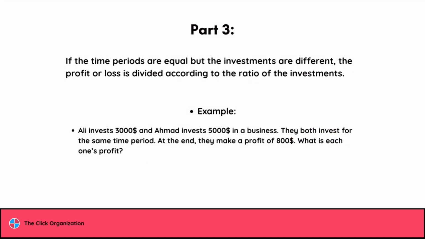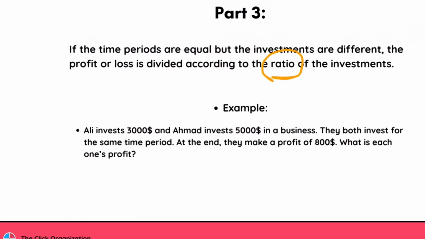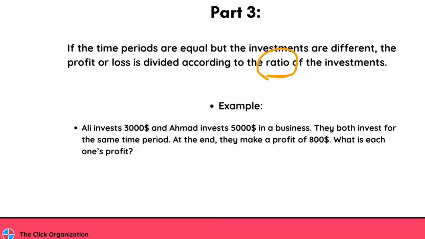Okay, the third part. The third part is basically the same, but let's take a look at it. If the time periods are equal but the investments are different, the profit or loss is divided according to the ratio of the investments. It means that we can simplify the numbers. So we just go with the proportional division again. But let's take a look at the example. Let's not take it very fast.